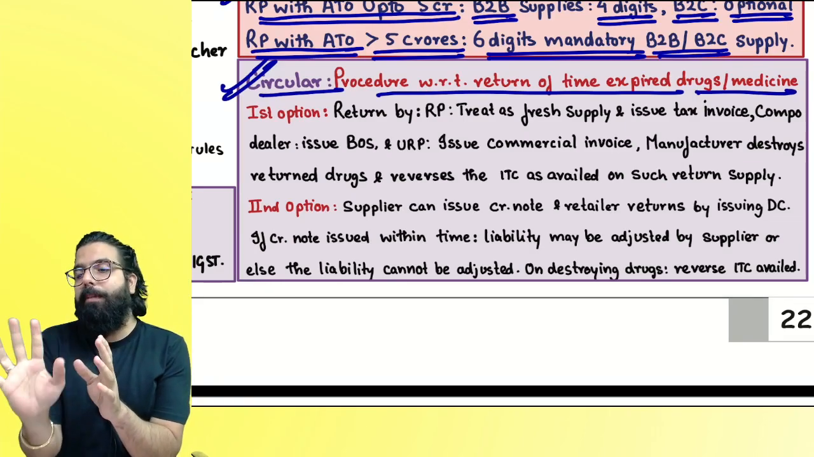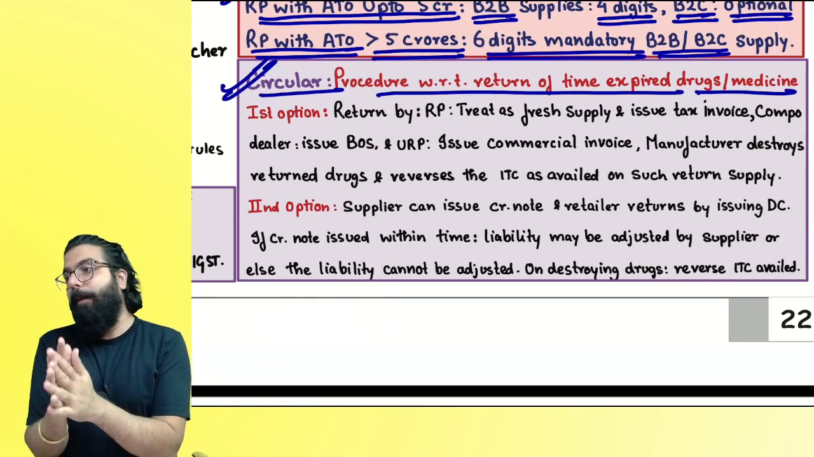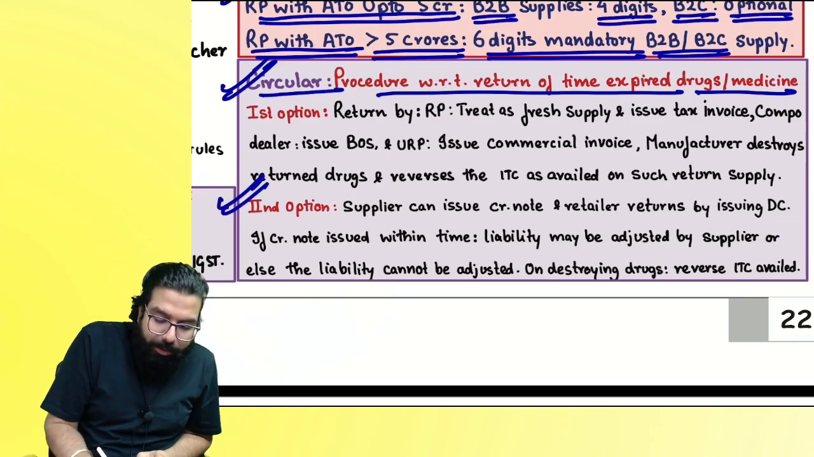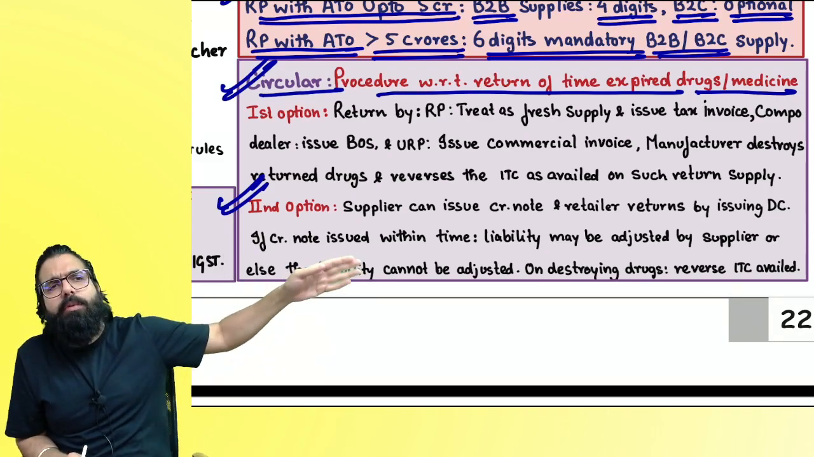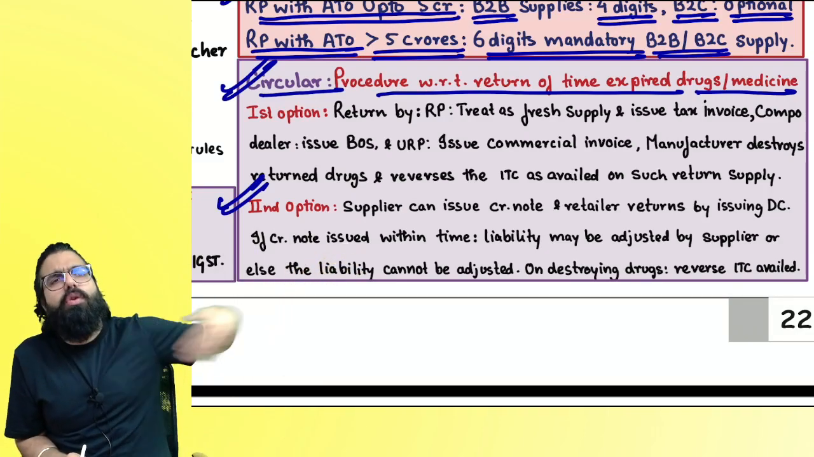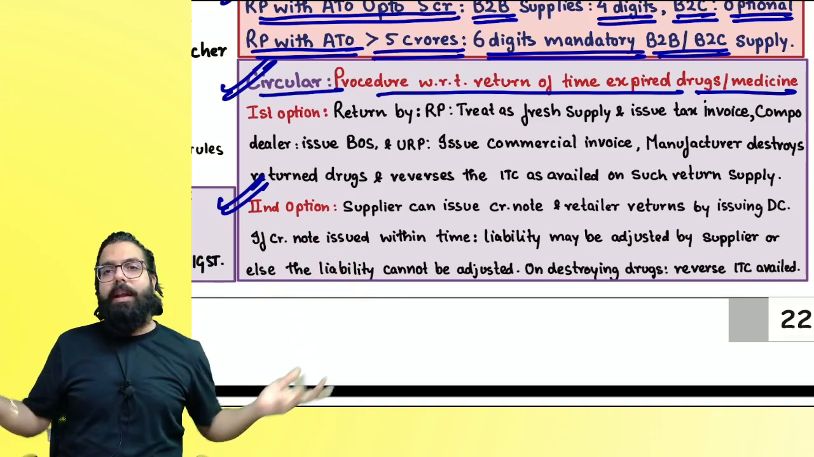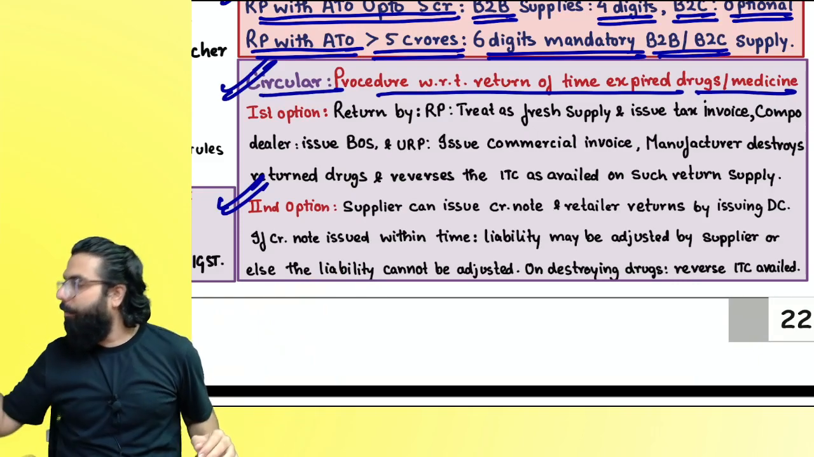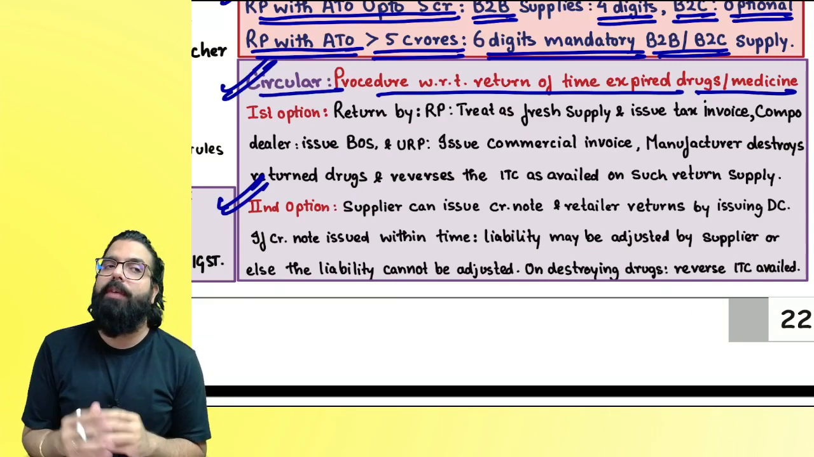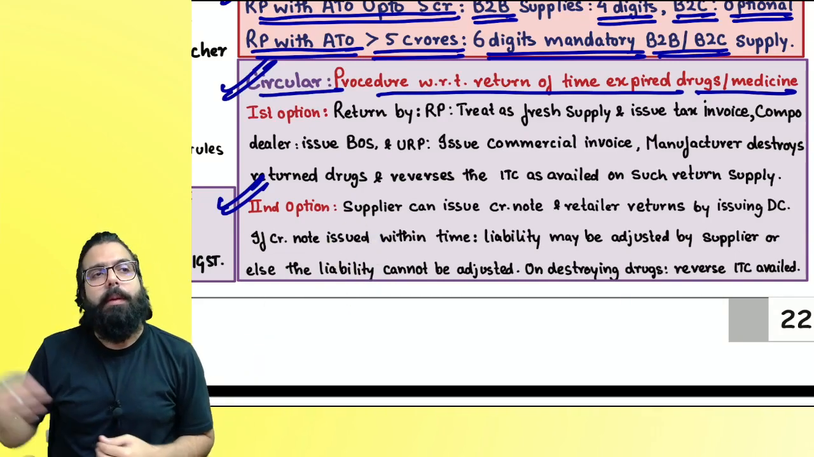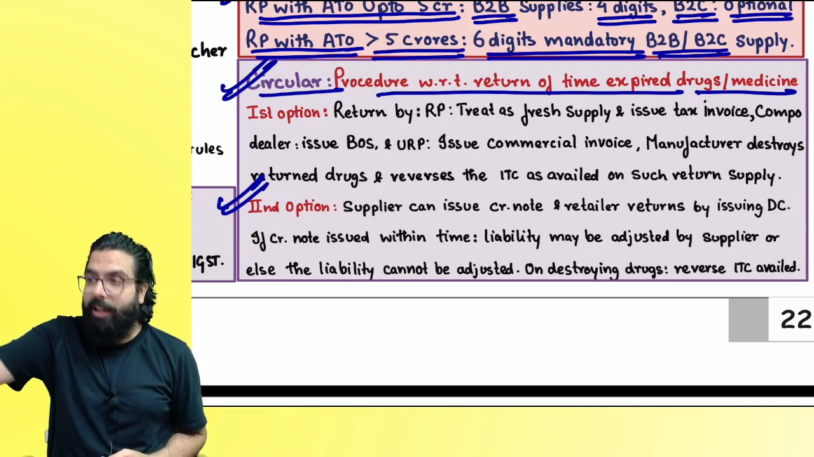They were telling, sir, we manufactured a medicine, we sent it to the trader. Now, if the trader is returning, how to deal? Government went ahead and told one option: when you are supplying and the trader is returning, tell him to return it to you. You give him a credit note. And if the credit note is issued within time, your tax liability can be adjusted. But if the credit note is not issued within time, my liability will not be adjusted. So people told, sir, this is the only problem.